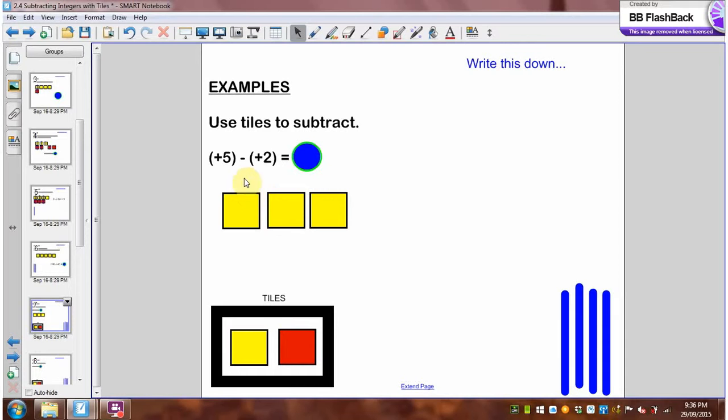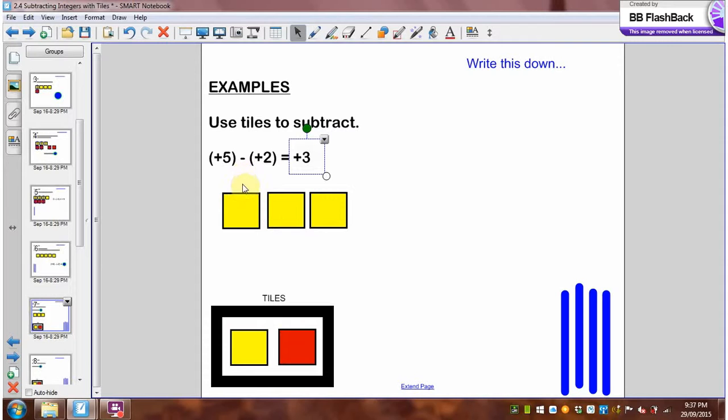So what are we left with? 1, 2, 3 positive tiles. So positive 5 minus positive 2 is positive 3. And we know that. If we just don't think about the positive and negatives, if we just say 5 minus 2, we know the answer is 3. So that's a nice, easy example to get started.